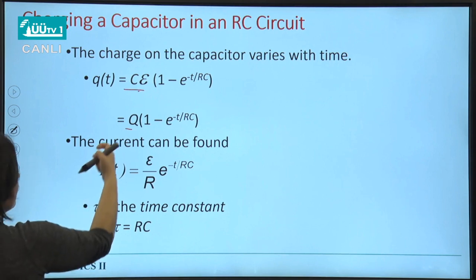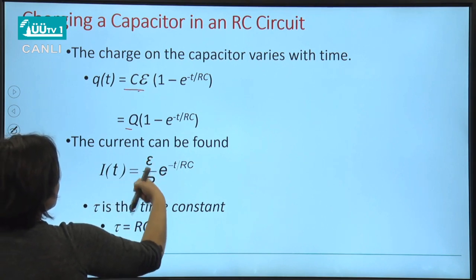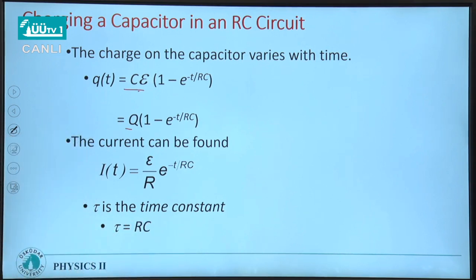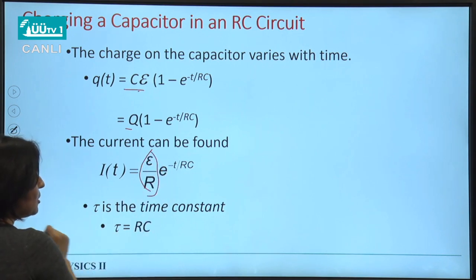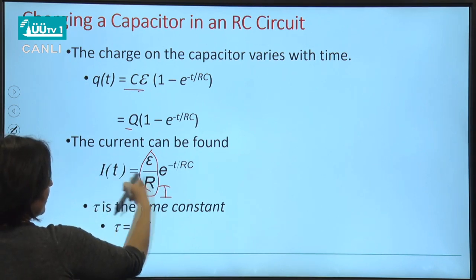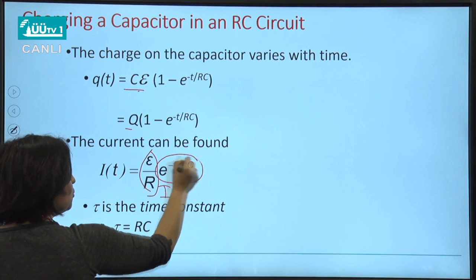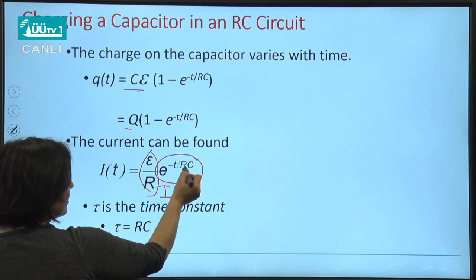And for the current, the equation will be epsilon over R times e to the power minus t over RC. And as you remember from Ohm's law, epsilon over R is already the maximum I. And while we are calculating this equation, you should notice that this part should be dimensionless. So we have t here and RC here, but I should divide t by RC.